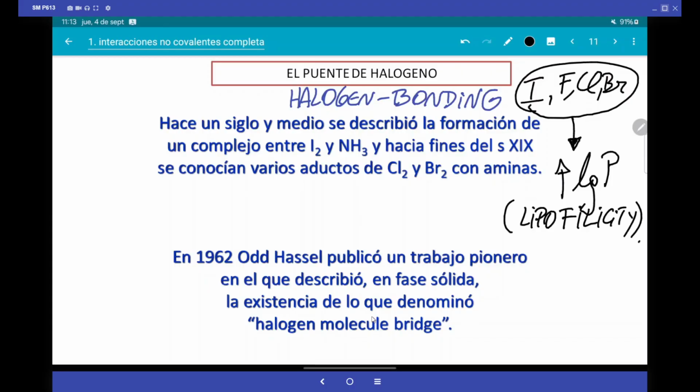Then, in those terms, one thinks of molecules that make it more lipophilic already. But here, it says that a century and a half ago, the formation of a complex between iodine and ammonia was described. That is, this is molecular iodine interacting favorably with ammonia.